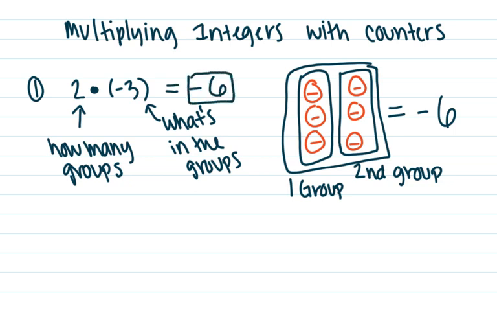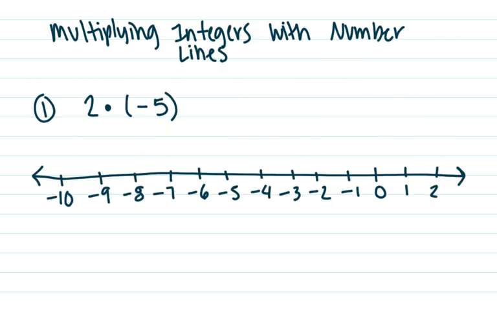So that's one way that you can practice multiplying integers, is thinking about it in terms of groups and how many are in each group, and multiplying that, kind of like repeated addition. Okay, another way we can talk about this is with a number line. So again, this is the number of groups, and this is how big my group is, how many are in the group.